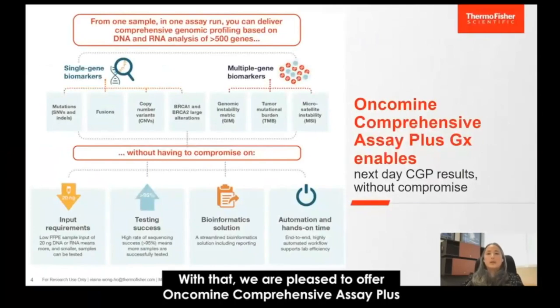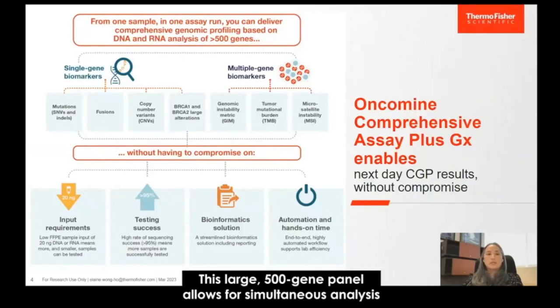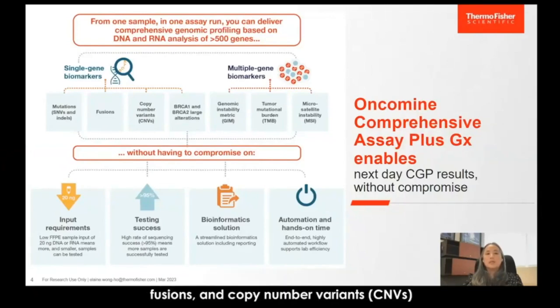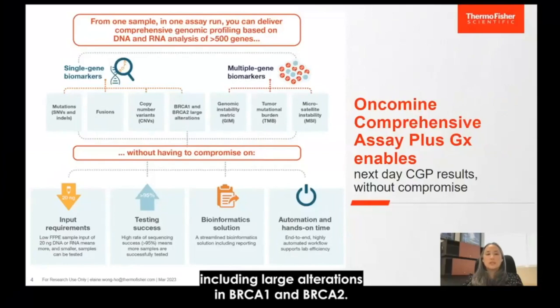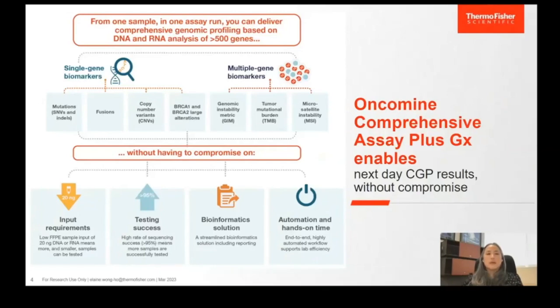With that, we are pleased to offer Oncomine Comprehensive Assay Plus as our comprehensive genomic profiling solution. This assay was made available on our Gene Studio platform and will be coming soon to our Genexus platform. This large 500 gene panel allows for simultaneous analysis of relevant biomarkers from DNA and RNA. This includes single variants such as SNVs and indels, fusions, and copy number variants, including large alterations in BRCA1 and BRCA2. But it also covers complex biomarkers that span multiple genes. This includes TMB and MSI.